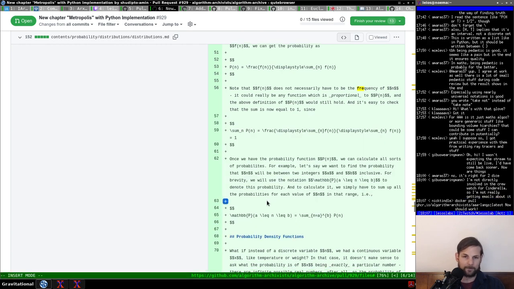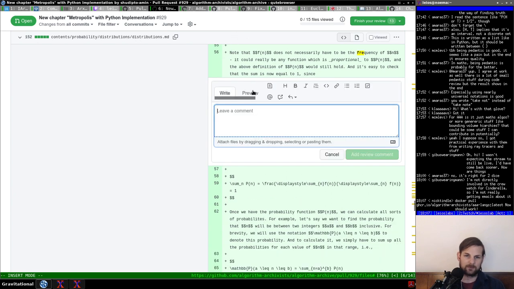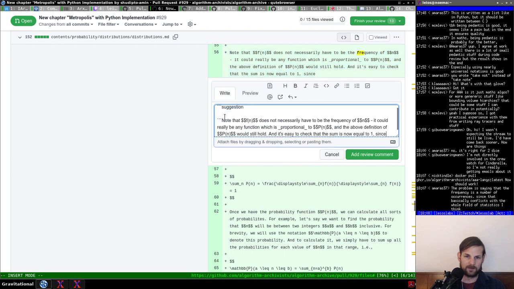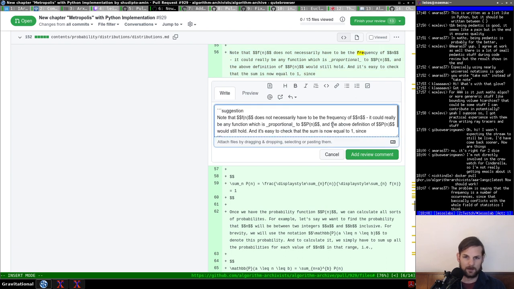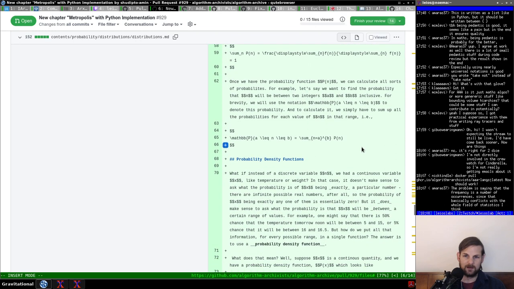That was my bad. Once we have the probability function P, we can calculate all sorts of probabilities. For example, but this is actually wrong. Let's go here, paste that there. It could be any function which is proportional. There we go. Okay. Once we have the probability function P of n, we can calculate all sorts of probabilities.